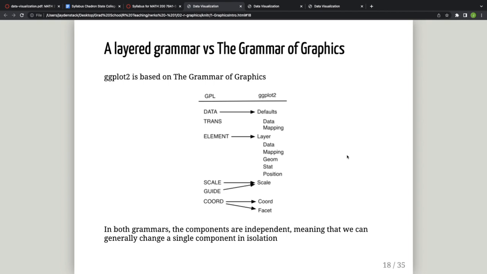We're going to use a scale and the guide then to, let's say, make our text smaller, or change the color of our title or something like that. And the coordinates, the coord, we're going to use the coordinate and then the facet options to essentially put the graphs in the exact place that we want them to go. In both grammars, the components are independent, meaning that we can generally change a single component in isolation.